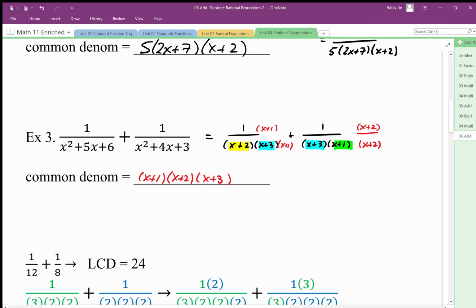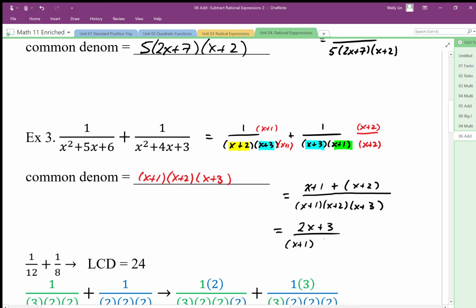So this expression now becomes x plus 1 plus 1 times x plus 2, and then we end up with our common denominator of x plus 1, x plus 2, x plus 3. Combine like terms. Reminder that this is not a factor up here because it's connected with a plus. So we have to combine those terms. So it's 2x plus 3 in the numerator, and in the denominator is our lowest common denominator.